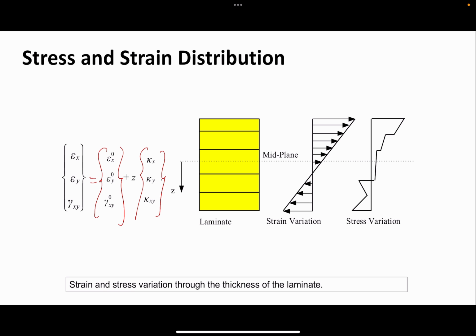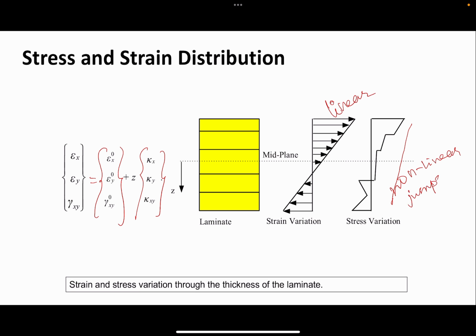The last slide for today is just reiterating what we've learned till now. Total strain equals a combination of mid-plane strains and the curvatures multiplied by the distance z wherever you're calculating strains. And of course, using the Q-bar matrix, you can find stresses. Strain variation is linear, and as the number of plies goes up and they differ in thickness and properties, the stress has non-linear jumps.